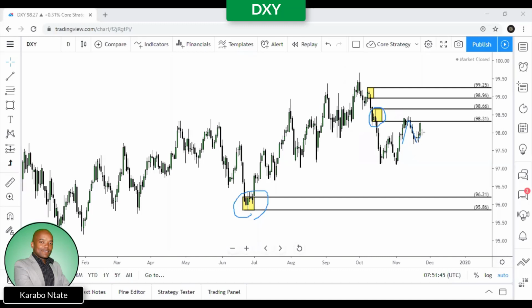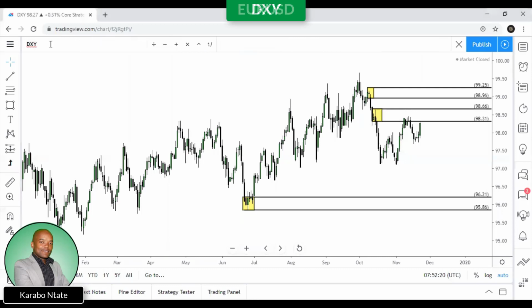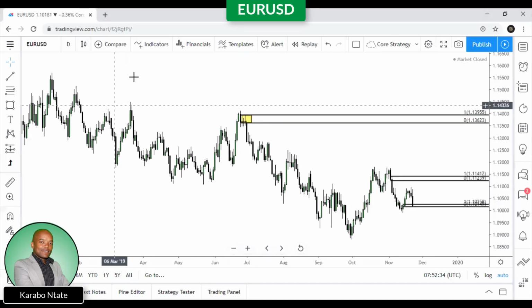What we are currently seeing now is a second pullback into this supply zone. So for now, we can assume the price will break this supply zone. What we could potentially see is price dropping all the way to this demand zone at 96, where we could see some potential reversals. This is going to correlate with the EURUSD. Now, a similar structure in the opposite direction on the EURUSD. This is this demand zone, of which on the dollar index we are reacting to a supply zone.